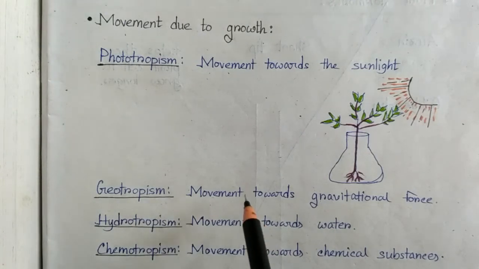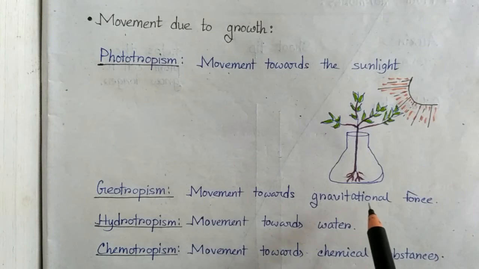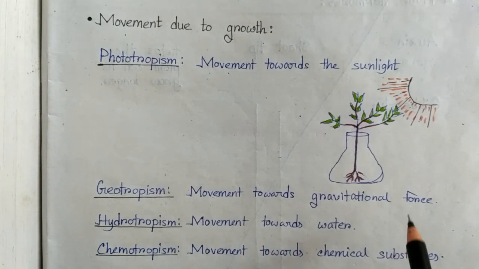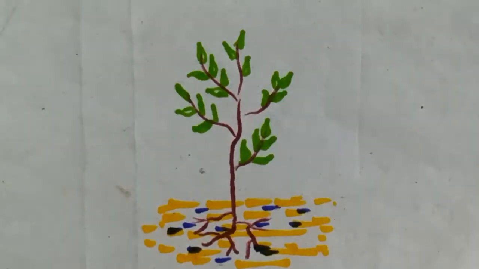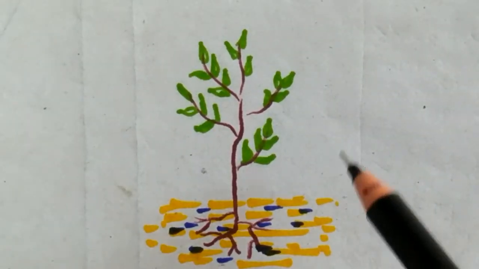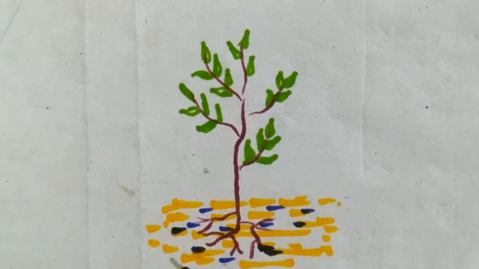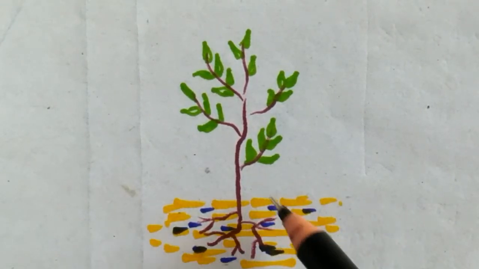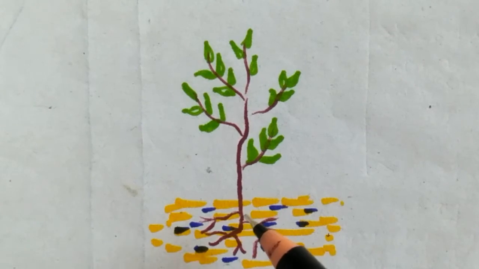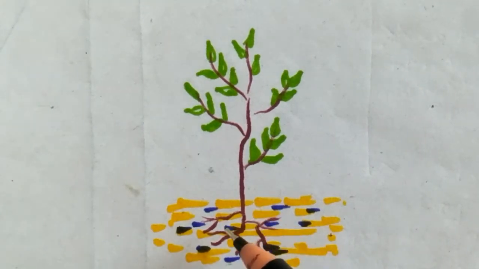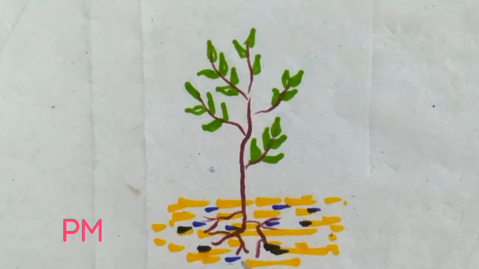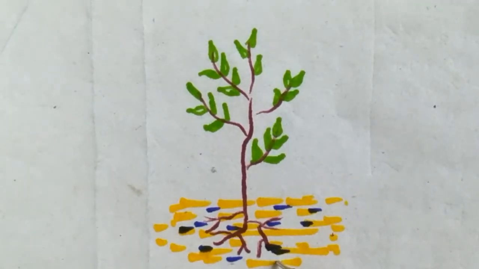Then geotropism. Geotropism means movement towards gravitational force. Let's understand it from an image. Here we find in plants, roots always go into the soil or go in the direction of gravitational force. This is an example of geotropism.